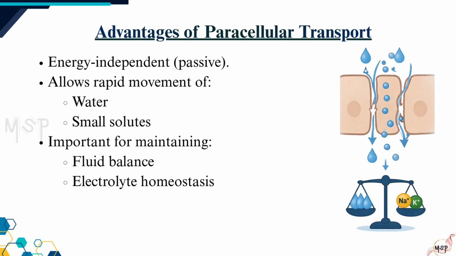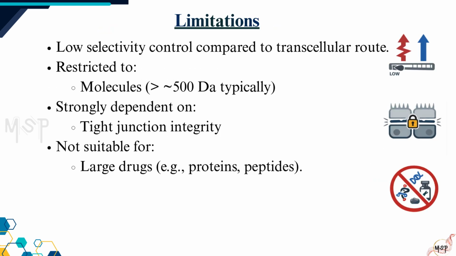Paracellular transport has some clear advantages. It's completely passive, so it doesn't require any energy. This makes it an efficient pathway for the rapid movement of water and small solutes, playing a key role in maintaining fluid balance and electrolyte homeostasis. However, it also has limitations. Compared to the transcellular route, it offers less precise control over selectivity. Typically, if a molecule is larger than 500 Daltons, it's simply too big to fit, and is highly dependent on the integrity of tight junctions. Because of these constraints, it is not suitable for transporting large molecules like proteins or peptide-based drugs.